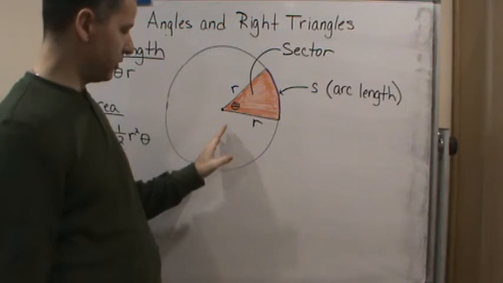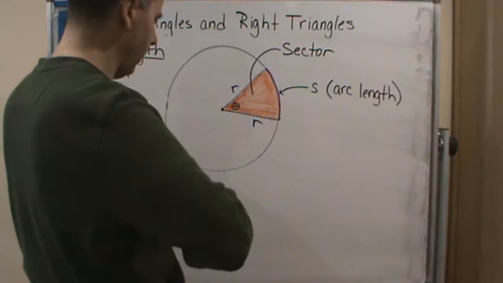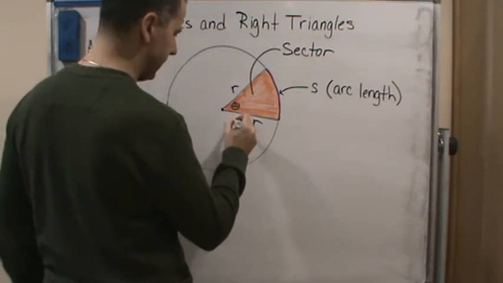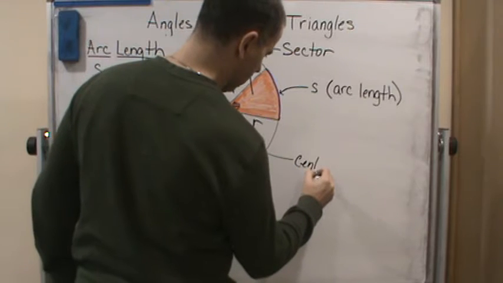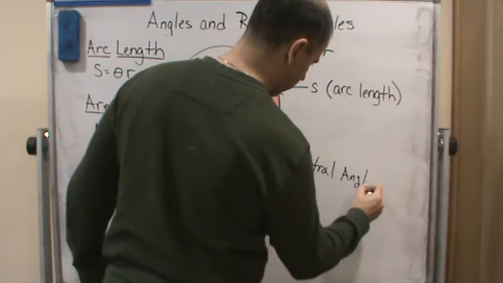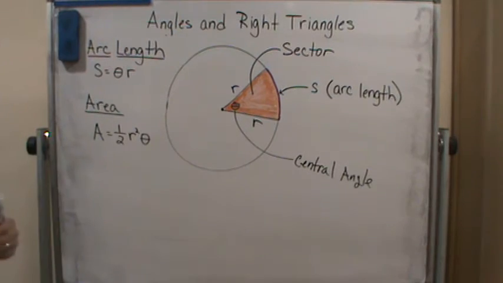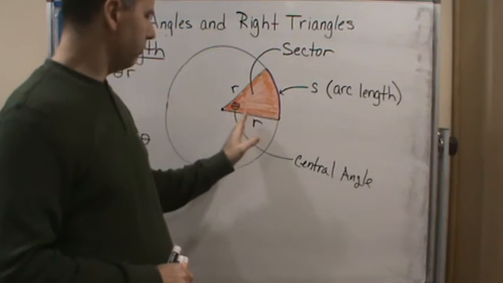So theta in this case is called the central angle. Okay, so that's another thing just to be aware of for terminology. Theta is called a central angle. Okay, now the shaded in region is the sector.